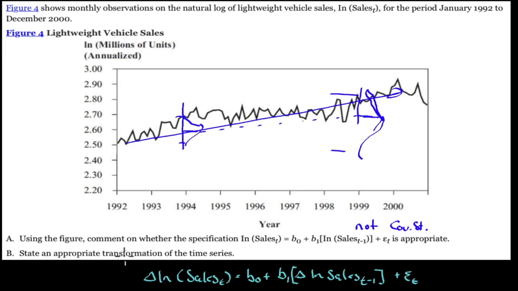State an appropriate transformation of the time series. Well, an appropriate transformation would be to take first differences of the log of sales. If this is the log of sales, take the first difference of the log of sales. So it would be the difference in the log of sales at time period t equals b0 plus b1, and this would be the difference of the lag of the natural log of sales plus the error term.